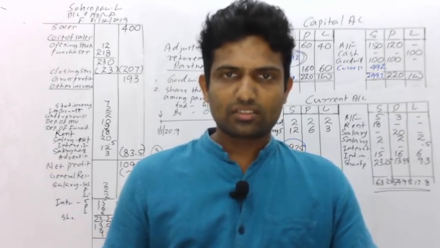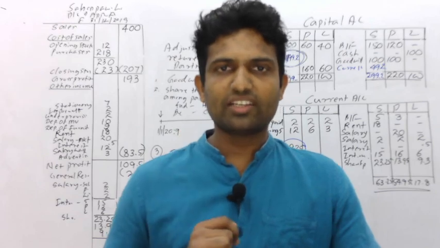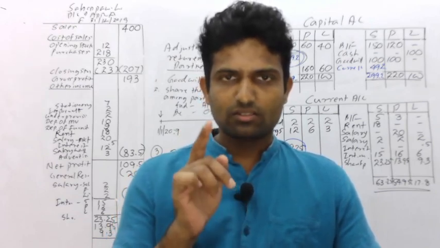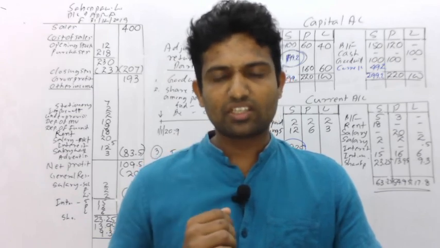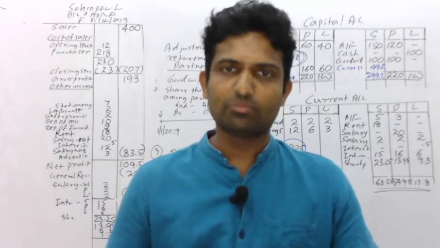The lessons we still have left to do: tomorrow we start incomplete records in the normal theory class. After completion of partnerships, then we can go for other lessons: accounting for non-profit organizations and companies.